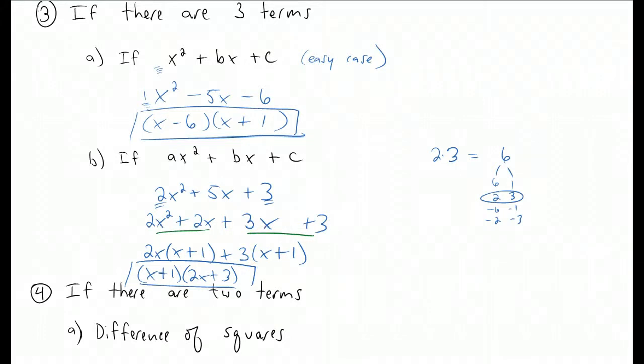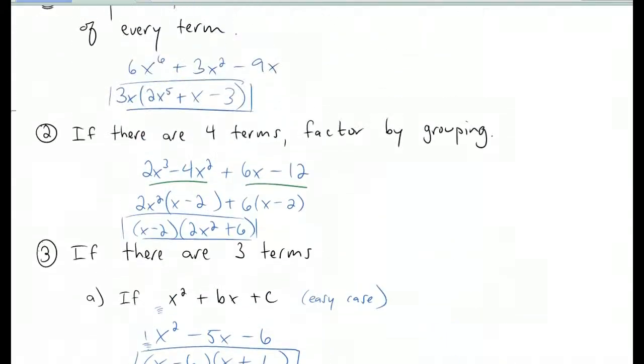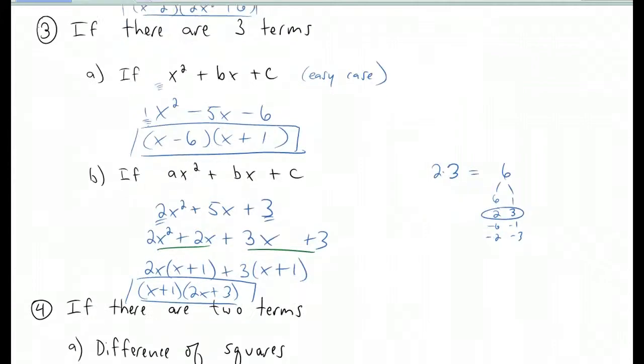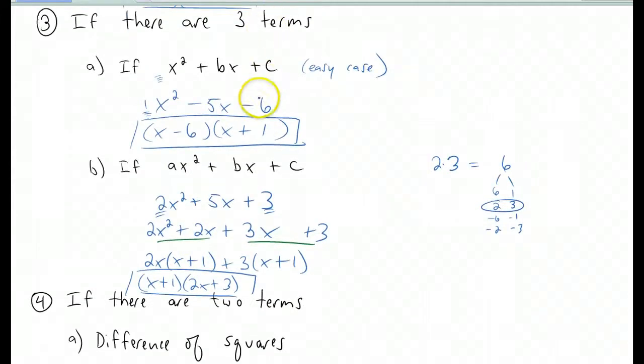So real quick, what have we done so far? Well, we've taken a common factor out of every single term. If we came down to a polynomial that had 4 terms left, we know that it should be a factor by grouping. And if we came down to a polynomial that has 3 terms left, we know that it's going to be factored into 2 binomials. Both of these were factored into 2 binomials. One of them was a really easy case where you just have to find a couple of numbers. And the other way was not too hard either, but you had to start by multiplying your leading coefficient by your constant.